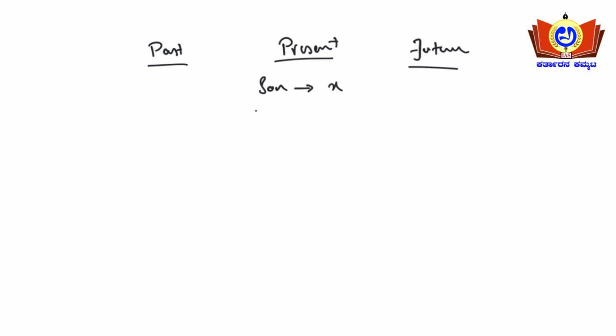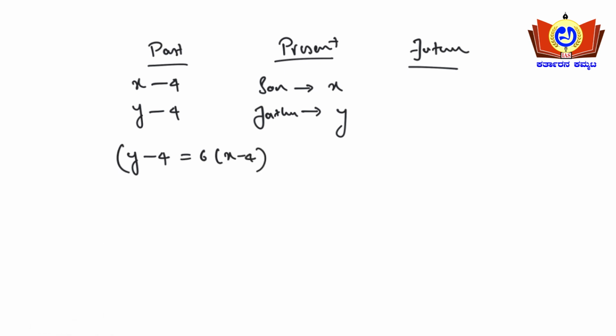See, what you need to write first in problems related to ages is present, past and future. You need to make these three columns here: present, past and future. So the present age of the son shall be x and the father's be y. In this statement, 4 years ago means x minus 4 and y minus 4. 4 years ago, father's age was 6 times that of his son. Father's age is y minus 4, that will be 6 times his son's age, x minus 4. See, first equation I have got here.